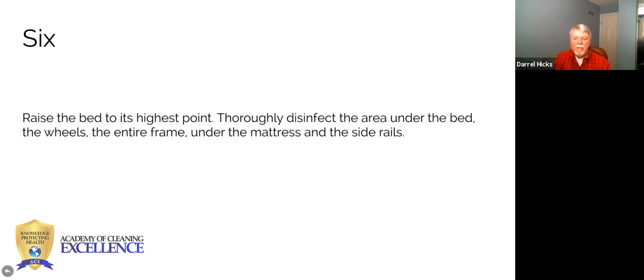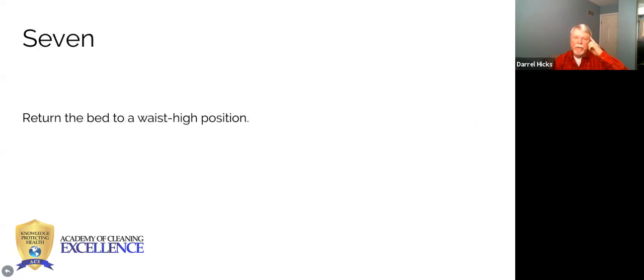Next, we want to raise the bed up to its highest point. It's kind of like a scissor lift, so that you can see all of those dusty areas underneath the bed. Remember, we need to clean thoroughly and disinfect underneath the bed frame, even the wheels. Sometimes I see these wheels, they've got mop strings on them and hair and all kinds of things, and all that is a breeding ground.